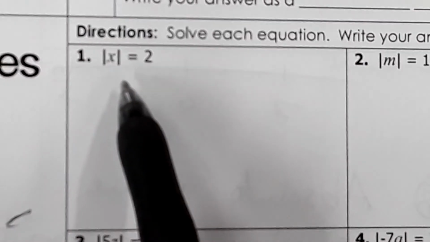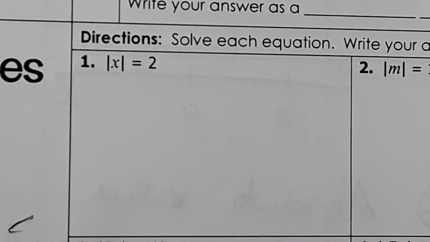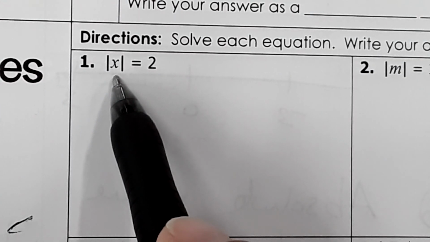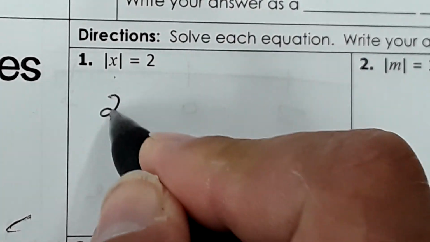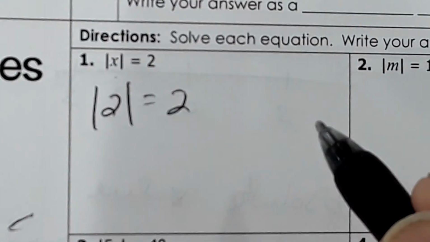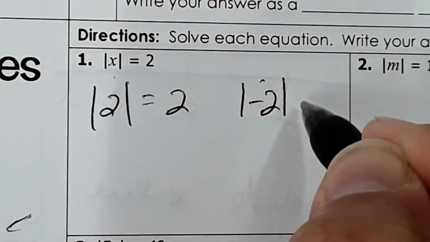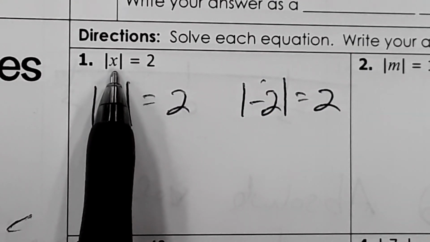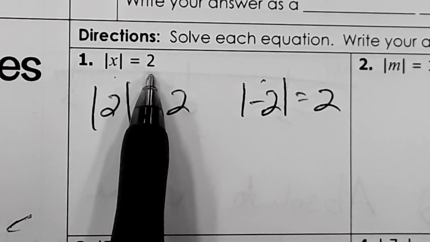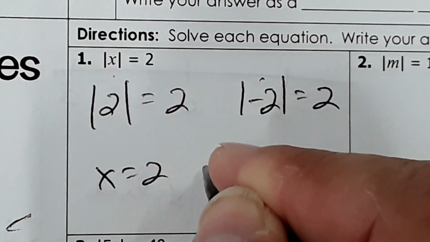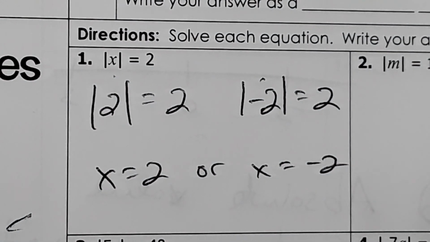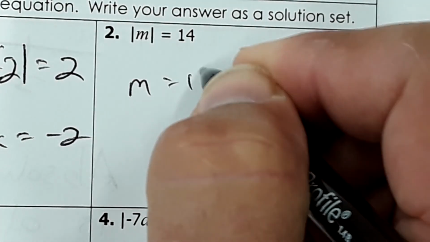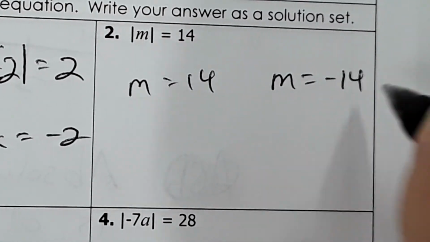So this problem here, it says the absolute value of x is equal to 2. Okay? Well, what numbers have an absolute value equal to 2? Well, the absolute value of 2, that would be 2. But the absolute value of negative 2, that would also be 2. So what I'm saying here is I could put two numbers in here for x and get 2 out. I could put a 2, or I could put negative 2. Okay. Same with this one, number 2. M could be 14, or M could be negative 14.